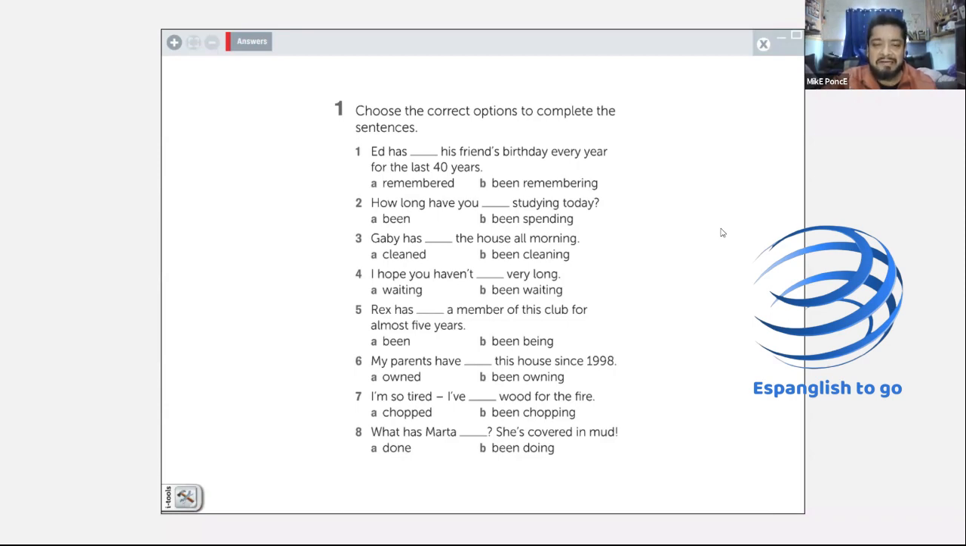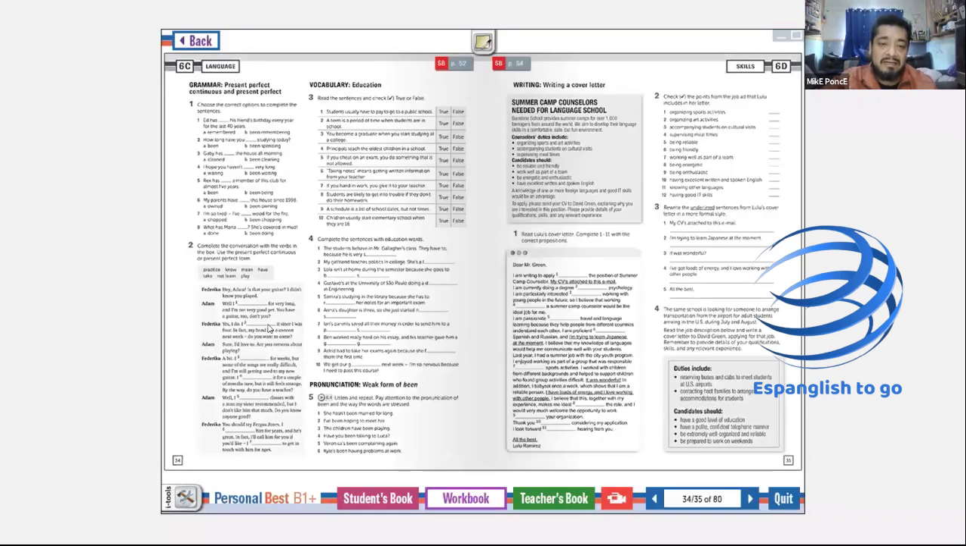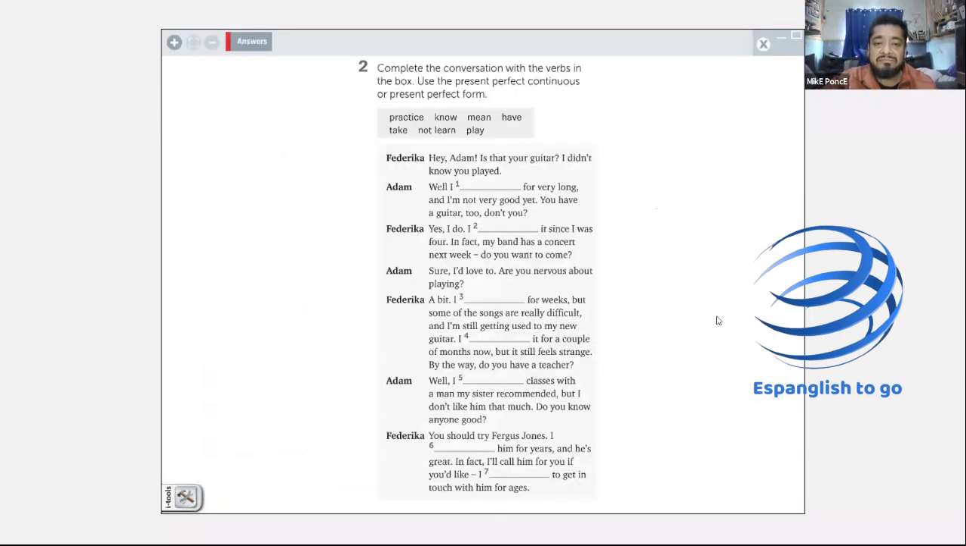You are learning here. Well, let me close this exercise and I will show you exercise number 2. Complete the conversation with the verbs in the box. Use the present perfect continuous or present perfect form. You have the verbs practice, know, mean, have, take, learn in negative, not learn, and play.